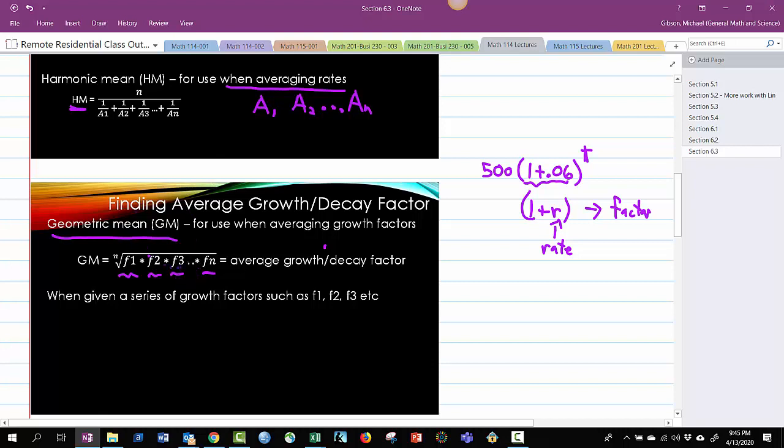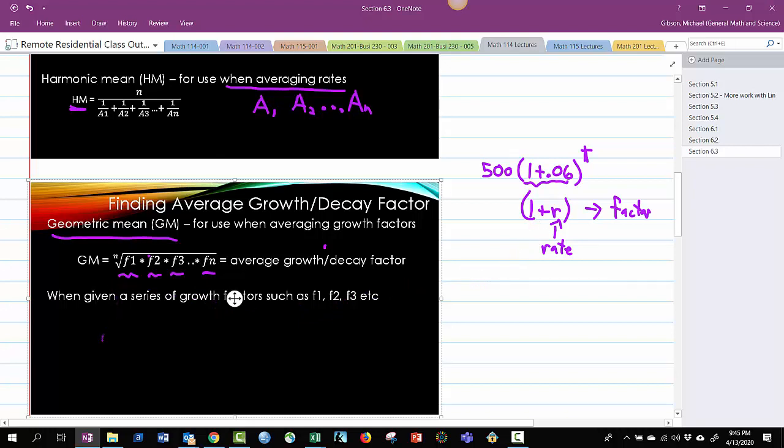The thing you have to be very careful about with questions with this geometric mean and averaging growth factors or decay factors is that you have to be careful if they're asking you for the factor or the rate. I'm sorry, I said the rate, but you put the factors into the geometric mean formula. If the rates are in it, it won't work. So put in the factors, and then if they ask you for a rate, then you have to subtract 1.